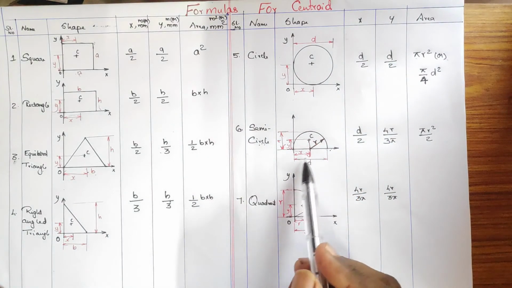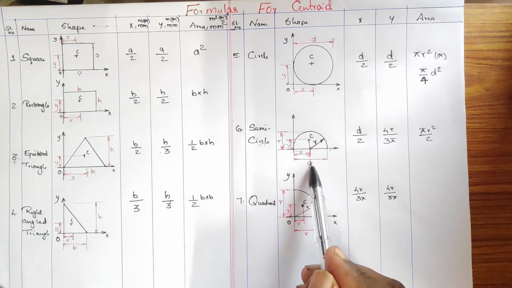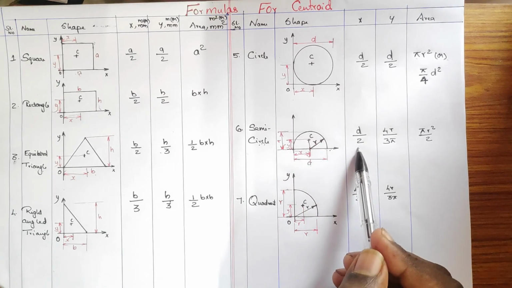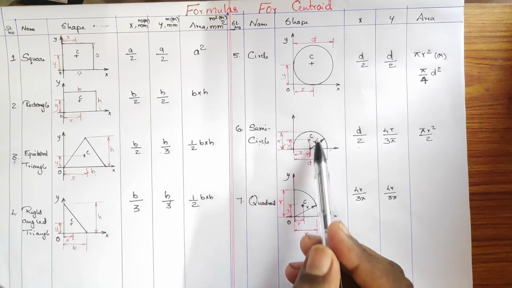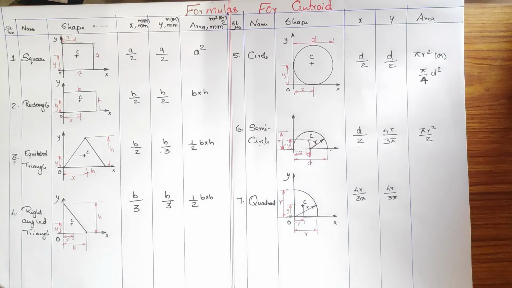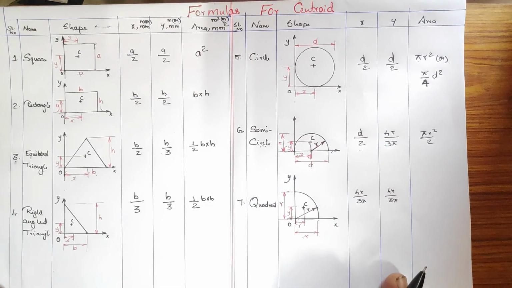The semicircle, in the x it is with the full length d, diameter, so half of it, d by 2. And here we have the y-axis, it is with the radius, so there in order to specify the centroid, the formula is 4r by 3 pi. Here in the quadrant, both in the x direction and y direction, the full length is radius. So there, both are 4r by 3 pi. So logically you can just keep it in mind, right?